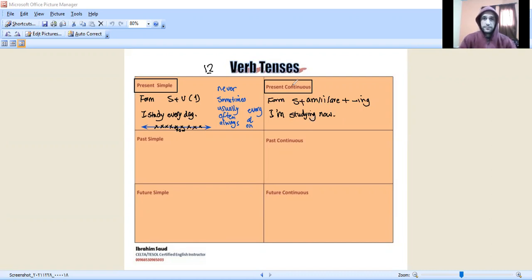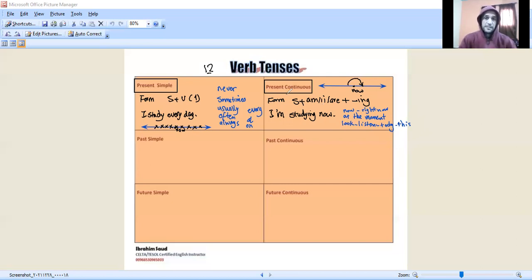Look at this timeline. Yes, this is now, and we are talking about something that is happening now. What are the keywords used with the present continuous? We have now, right now, at the moment, look, listen, today, and this. All of these are the words used with the present continuous.